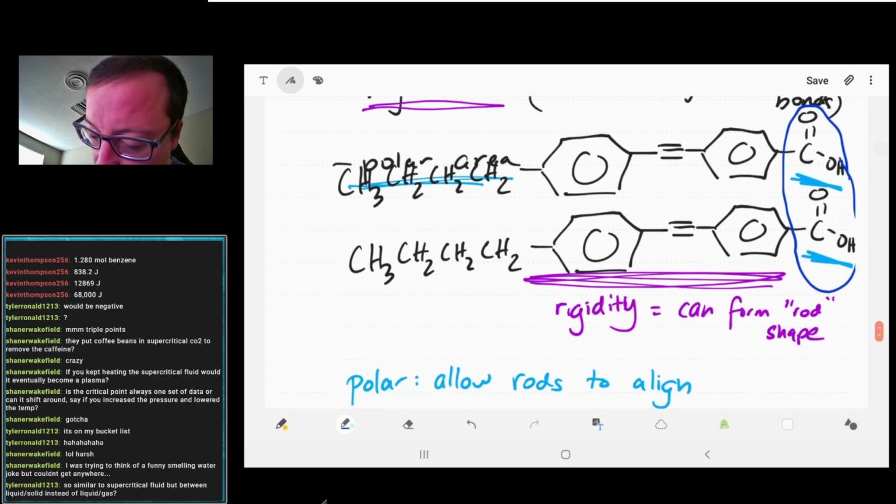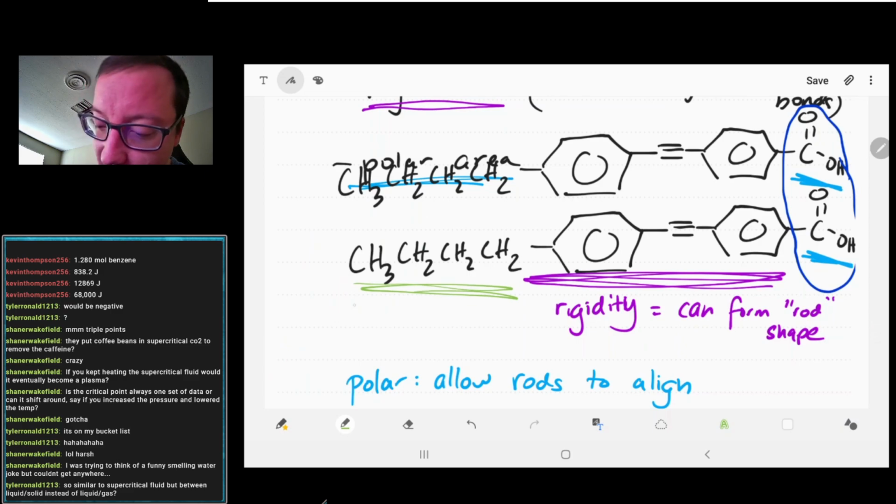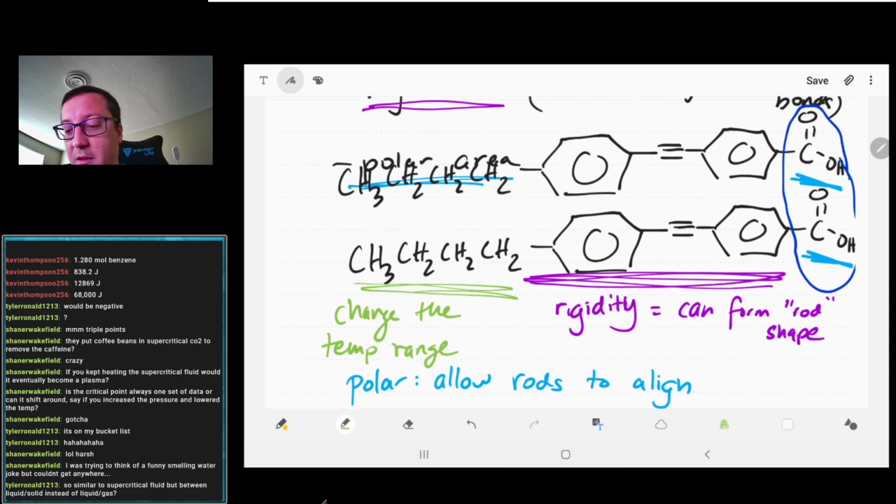And then we kind of have just other stuff here. This would basically change the temperature range. So remember, the more carbons we have, the more our molar mass is, the more our intermolecular forces are going to be, and the more carbons or things that we have there, we're going to have a higher range.